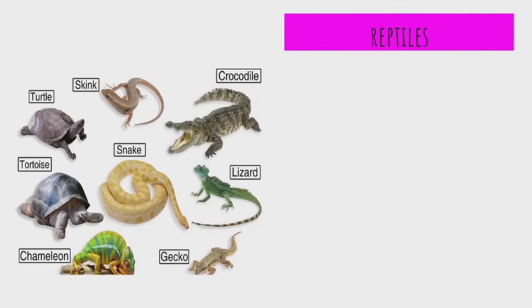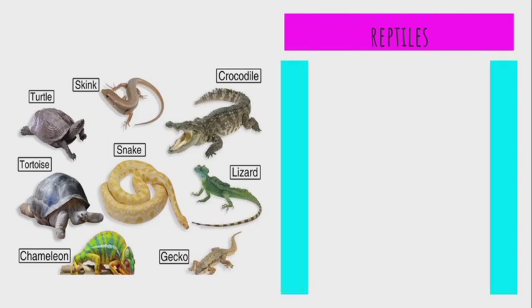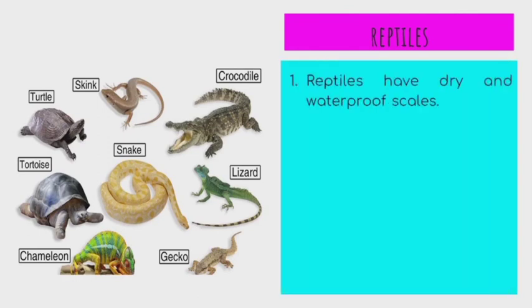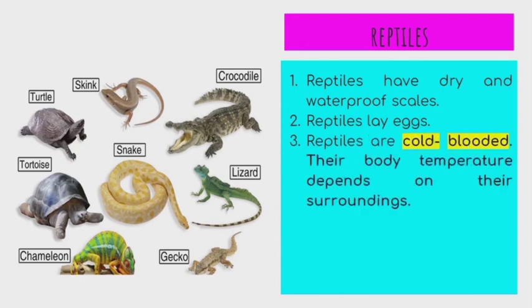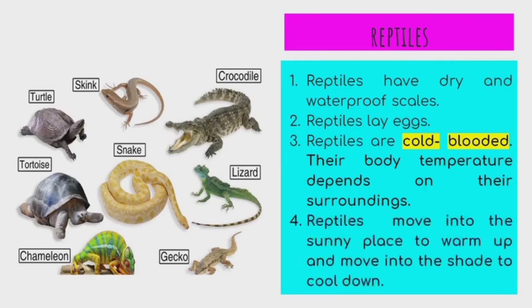Alright, now the next group is reptiles. Here are some samples of reptiles. The common characteristics of reptiles are: reptiles have dry and waterproof scales. Reptiles also lay eggs. Reptiles are cold-blooded. Do you know what cold-blooded means? Yes, their body temperature depends on their surroundings. Reptiles move into the sunny place to warm up and move into the shade to cool down.